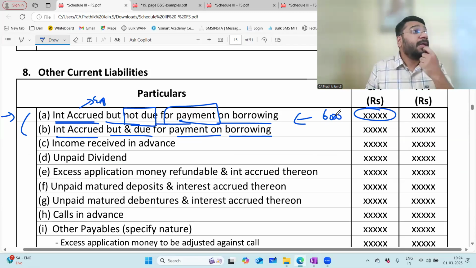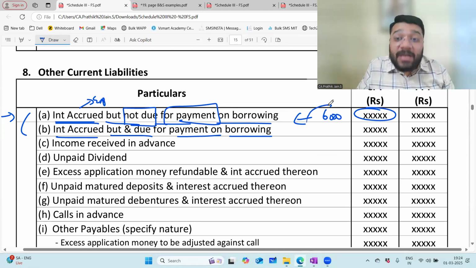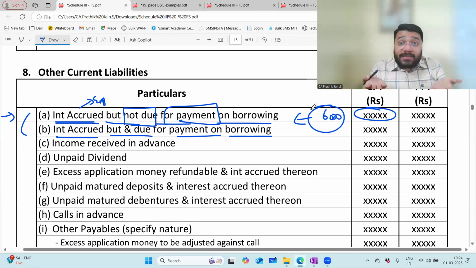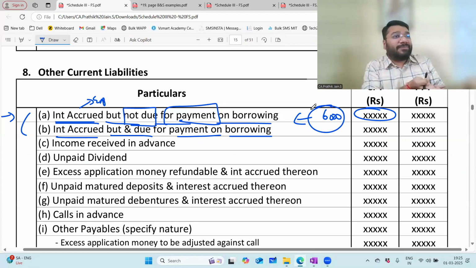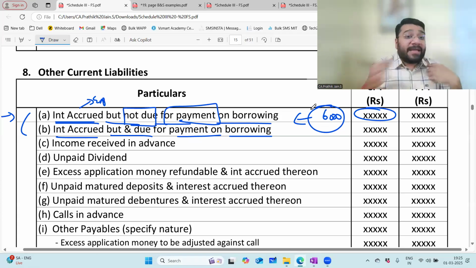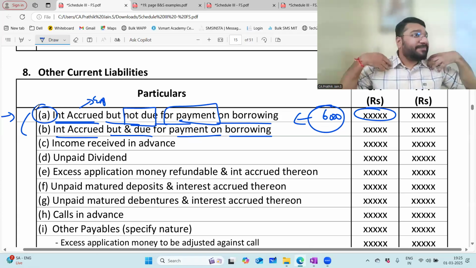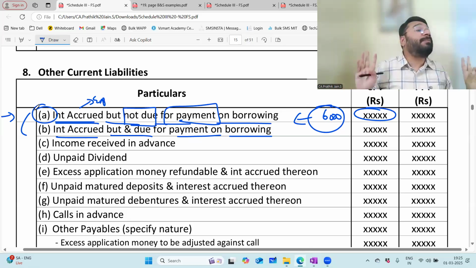Like that they'll think. So genuinely touch your heart and tell me, we did not pay the 6,000 because we did not have money? Did we default on the payment? No, boss. The money itself was not due for payment. The interest was not due for payment. So when I classify this as a separate item, people will not take me wrongly. Am I clear? So this classification is very important for a person to understand.